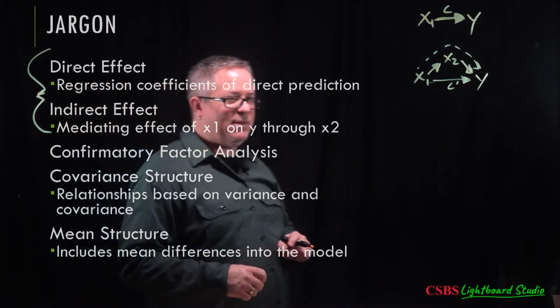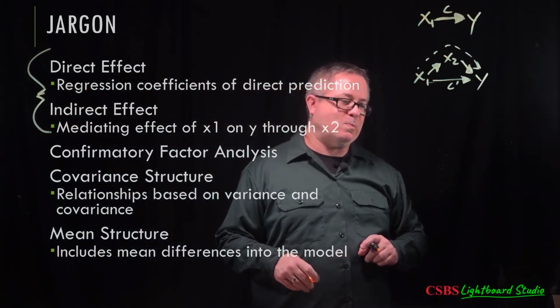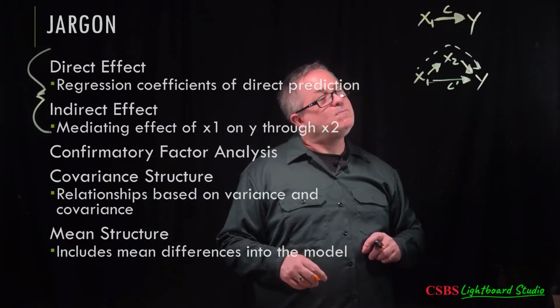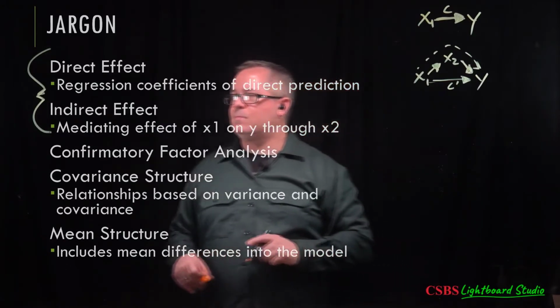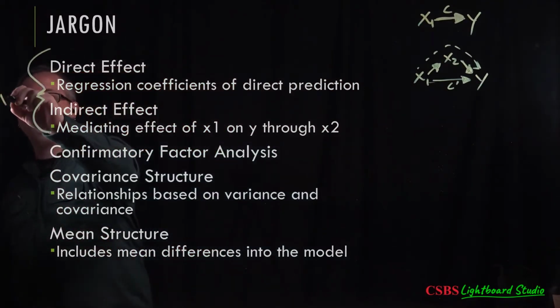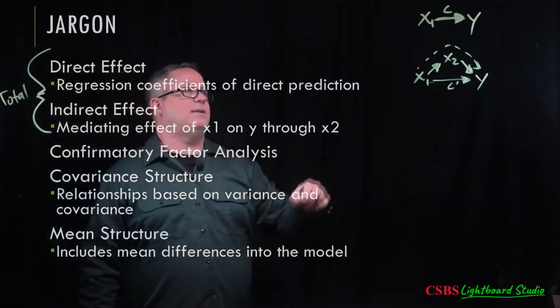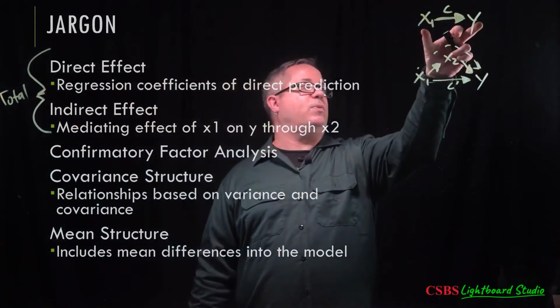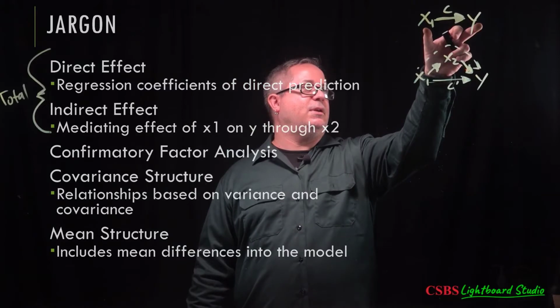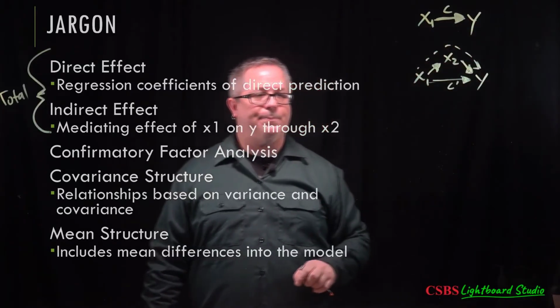We just reviewed this stuff. Direct plus indirect equals the total effect. So the total effect of x1 on y is here, and we're taking that total effect and splitting it up into the direct and indirect effects.